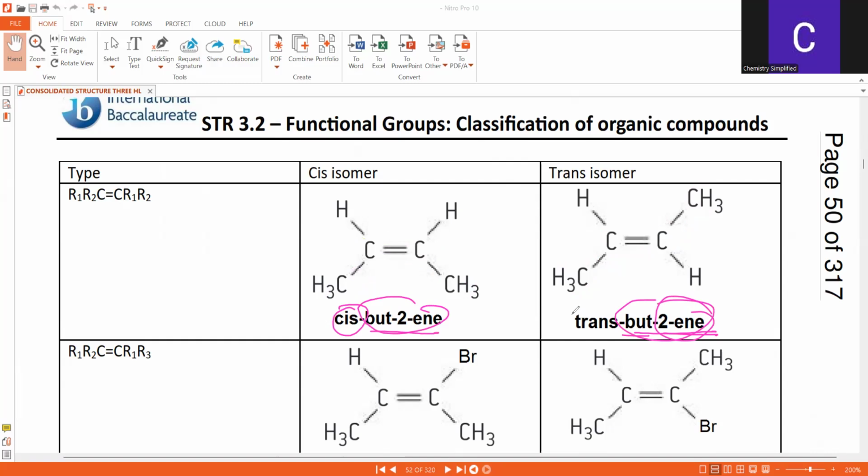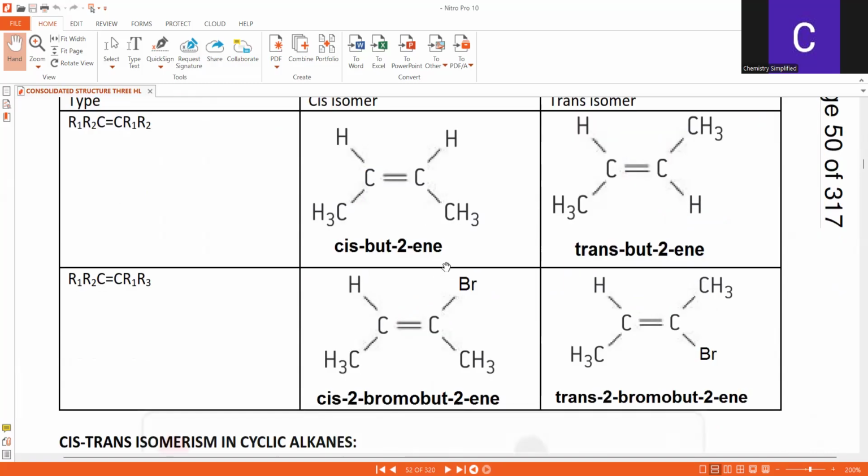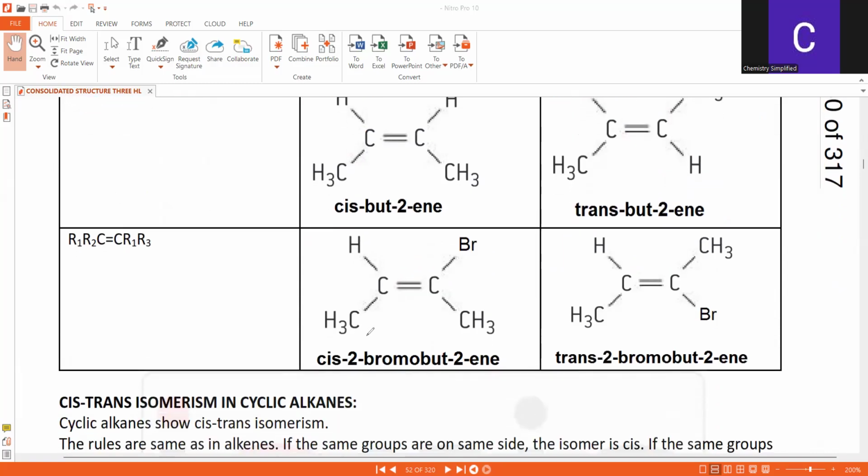But we need to differentiate in the name. So we put the prefix cis for the isomer which has both the common groups on the same side, and trans for the isomer which has the common atom or group of atoms on the opposite side. That's how cis-trans isomerism exists. Here, in 2-bromobut-2-ene, the common one is again CH3, even though the other groups are different, H and Br. That doesn't matter, you pick up the common one. When the common groups are on the same side, it is the cis isomer, and when on the opposite side, it is the trans isomer.